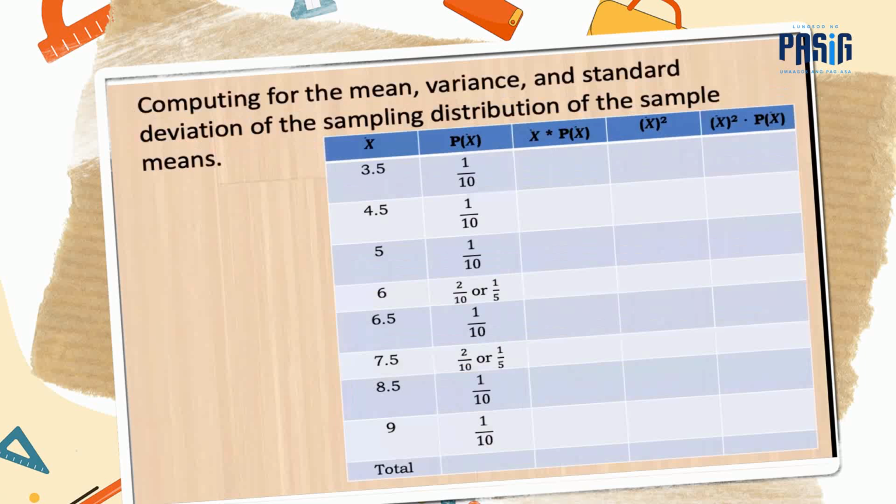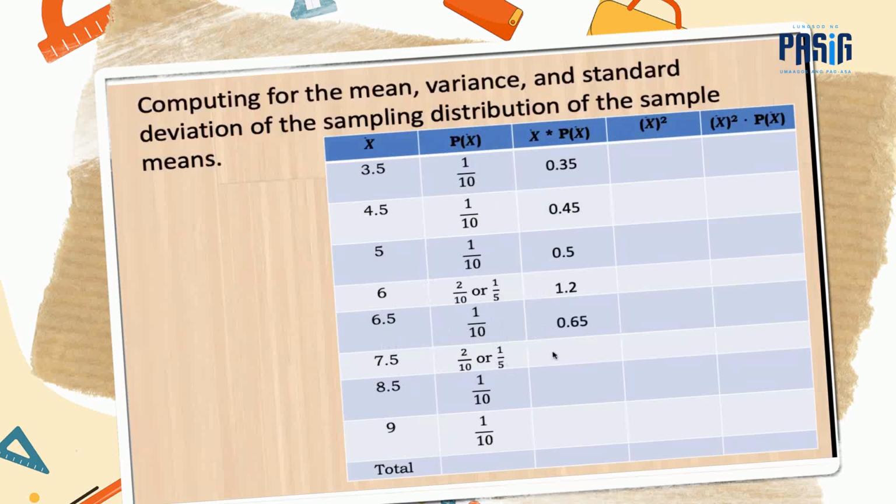Then compute the mean, variance, and standard deviation of the sampling distribution of the sample means. Let us complete the table. X times P of X: 3.5 times 1/10 is 0.35. 4.5 times 1/10, 0.45. 5 times 1/10 is 0.5. 6 times 1/5, 1.2. 6.5 times 1/10, 0.65.